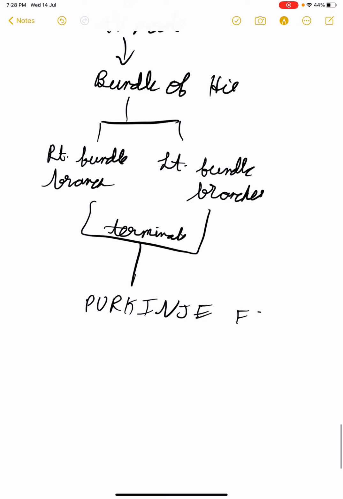And one more thing, you have chordae tendineae. These chordae tendineae are the cords which connect your atrioventricular valves and papillary muscles. These papillary muscles lie on the base of your right and left ventricle. Remember this. This is regarding conduction of heart.